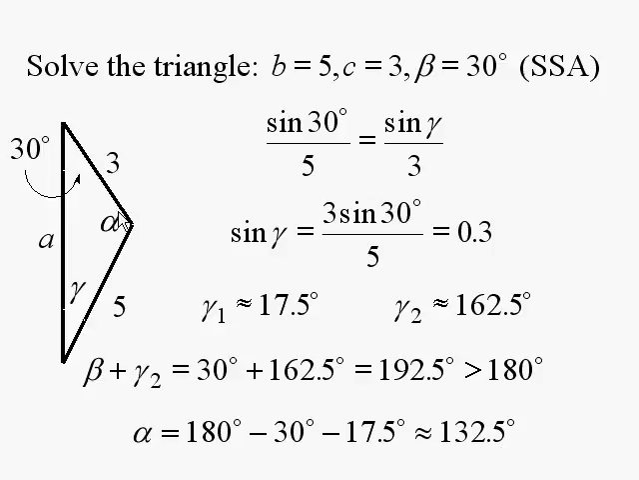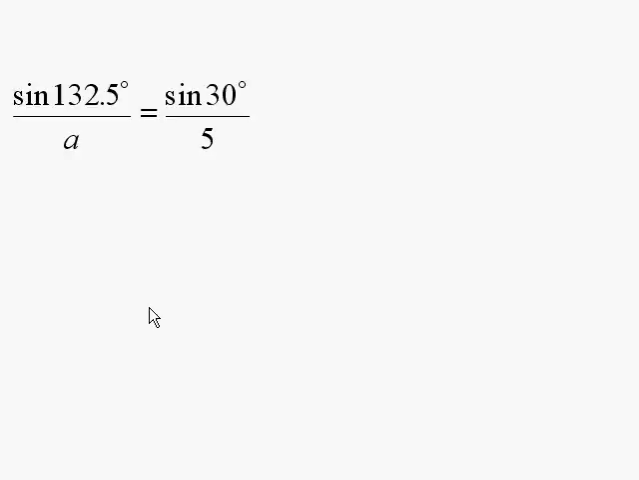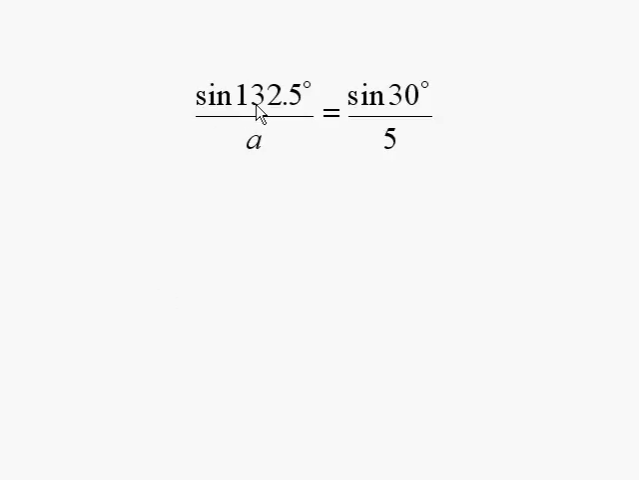So we're stuck with a value of alpha that has to be the third angle in the sum of 180 degrees with 30 degrees and 17.5 degrees. So alpha has to be, kind of as I've drawn it, 132.5. So now to continue with that value of alpha, the missing side: sine of alpha is to A as sine of gamma was to C.